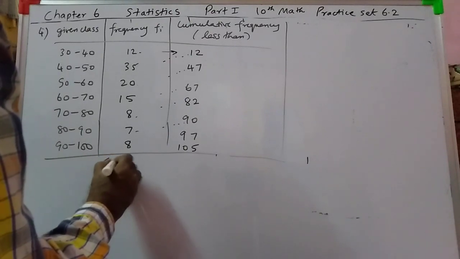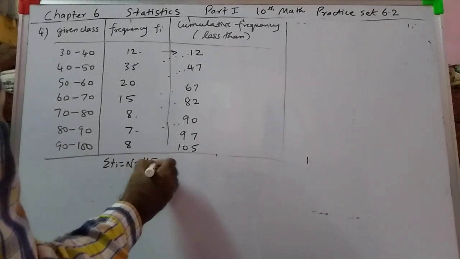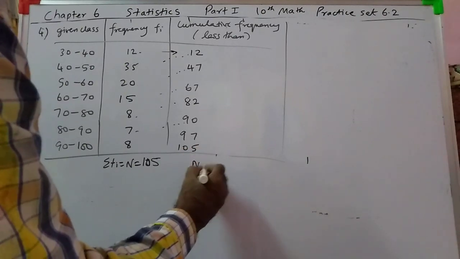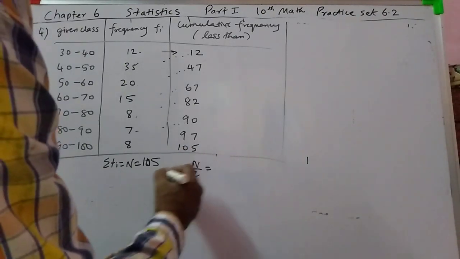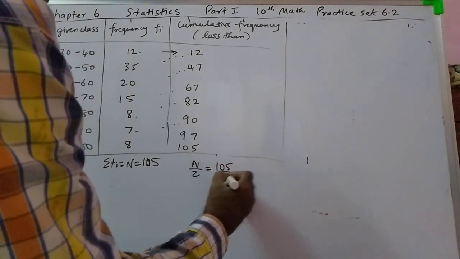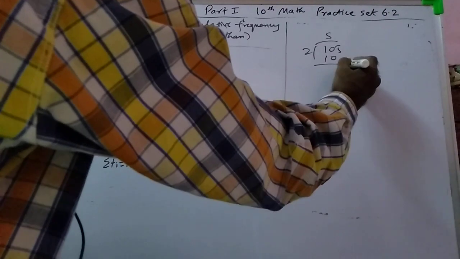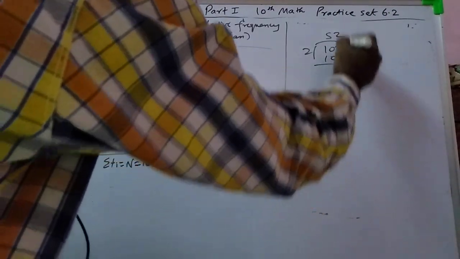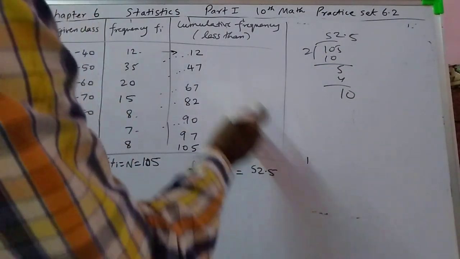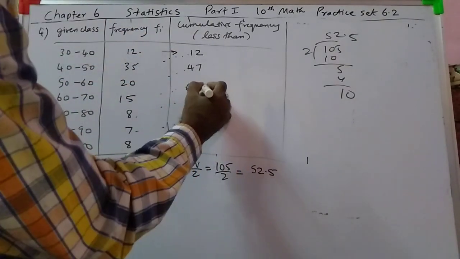Now let's calculate summation of f i is equal to n. How much? Calculate. It will come 105, okay? I add it. This and this should match. So n by 2 is how much? n by 2 will be 105 divided by 2, that will be 52.5. Okay, 52.5. Find out where it will fit. It will not fit here. It will fit in here.